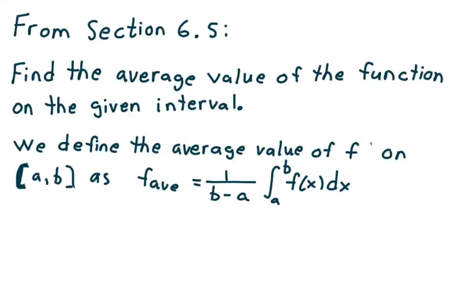This is a video from section 6.5. The directions say to find the average value of the function on the given interval. We define the average value of f on the interval from a to b as f sub AVE, and that just stands for the average value of f. That equals 1 over b minus a times the integral from a to b of f of x dx.